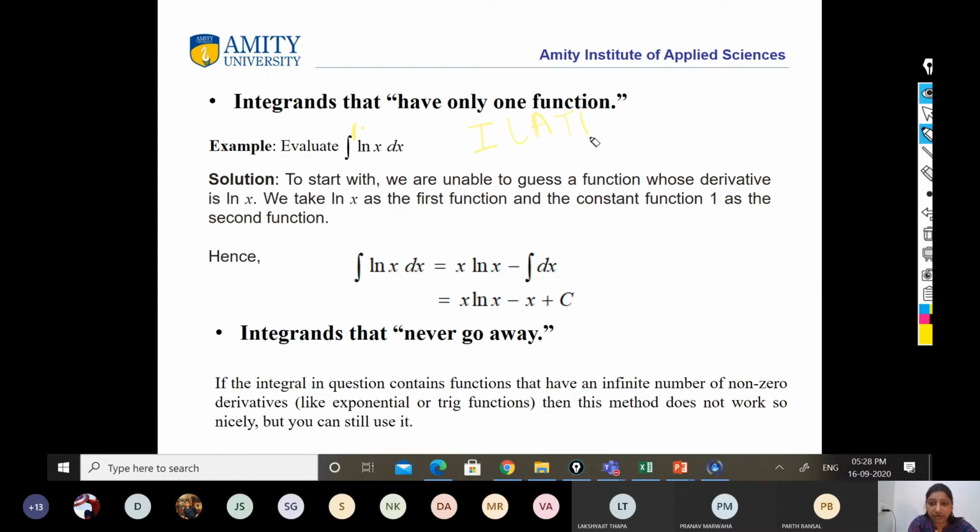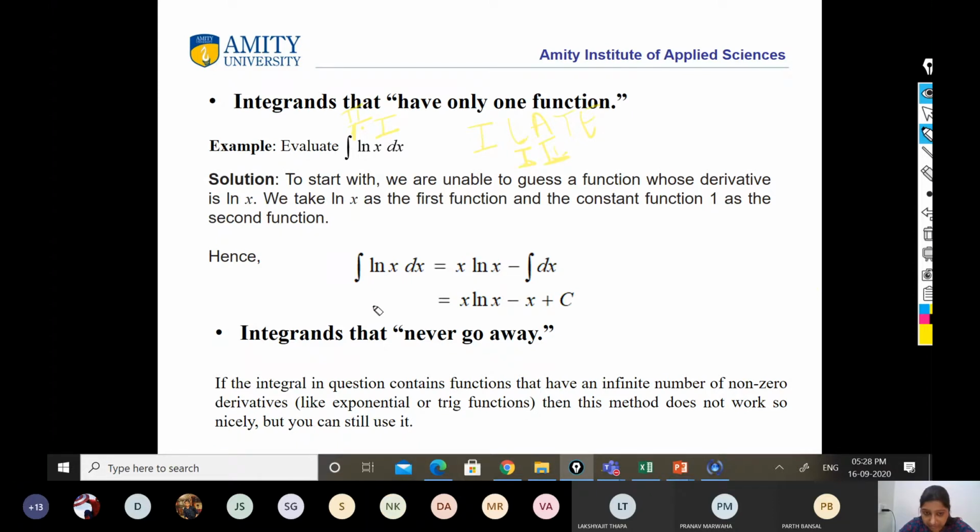According to this, L, here we have a log function, so the log function will be our first function, and then algebraic polynomial. 1 is what? x to the power 0. So we'll take it as the second function. So log is first and algebraic is second. So here log x is the first function and 1 is the second function. So we'll follow the same rule.